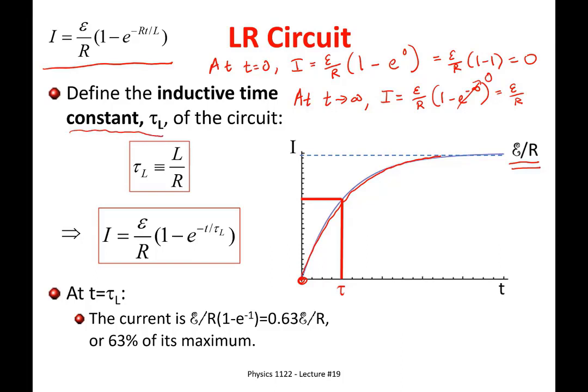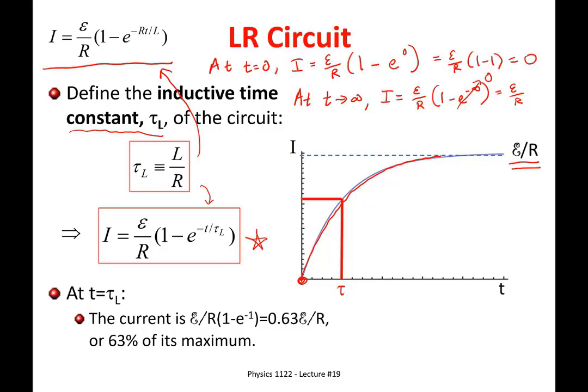And this time our time constant is defined to be the inductance in the circuit divided by the resistance. And if we make the substitution of this time constant in our original equation, then we get the equation that's shown in the red box here. And so this is our go-to equation then for figuring out how the current varies in the circuit as a function of time.